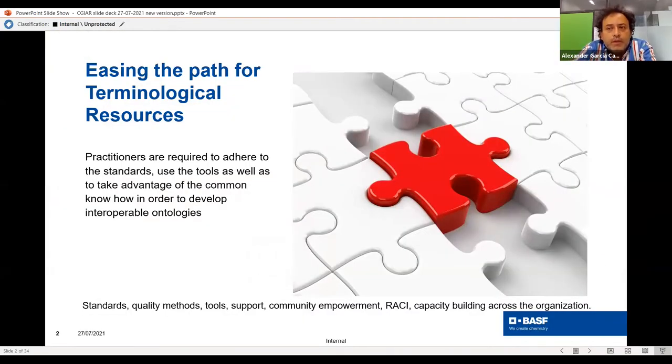Why do we need governance? And why do we need GOMO in particular? Because we need to ease the path for the adoption of terminological resources. Easing that path goes through having standards, having quality methods, and of course, tools are also part of that. It means knowing what kind of support we need to provide to our communities, and having ways to empower them, because ontologies are, at the end of the day, responding to a business need, and behind any business need in organizations like BASF, you always have communities of practice. GOMO is also about building the community, building the capacity across all of the organization.